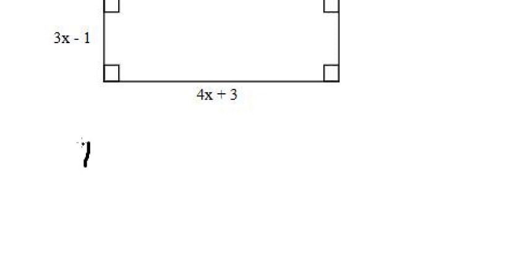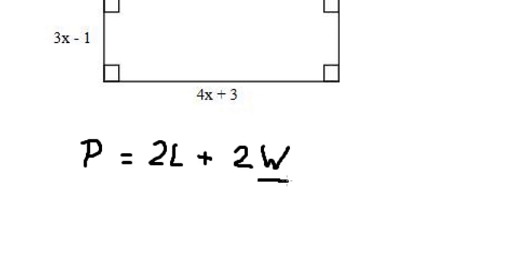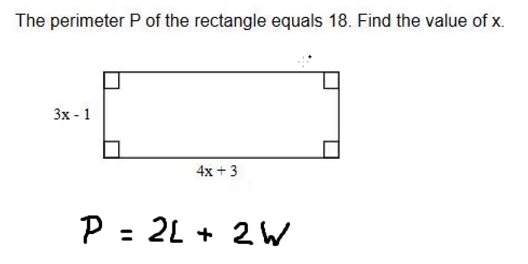We know that the perimeter of this one is 2L plus 2W. L is the length and W is the width. And now if we have this one, W is about this one. And we know that P equals 18.